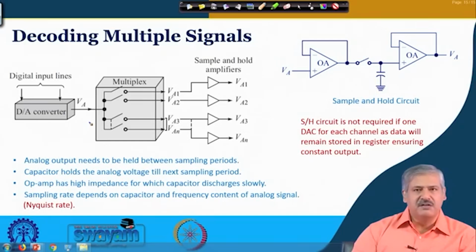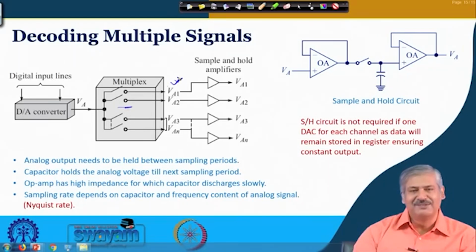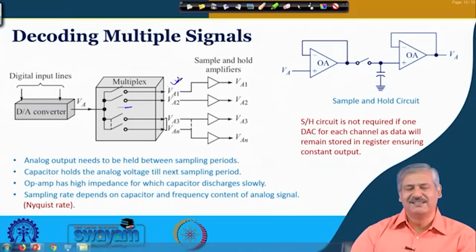So, this is the DAC converter, and depending on whether it is channel 1 input, digital input 1, or input 2 or input 3, you are taking this output to one of them, right. Next time it is converting another channel. So, it is over here.